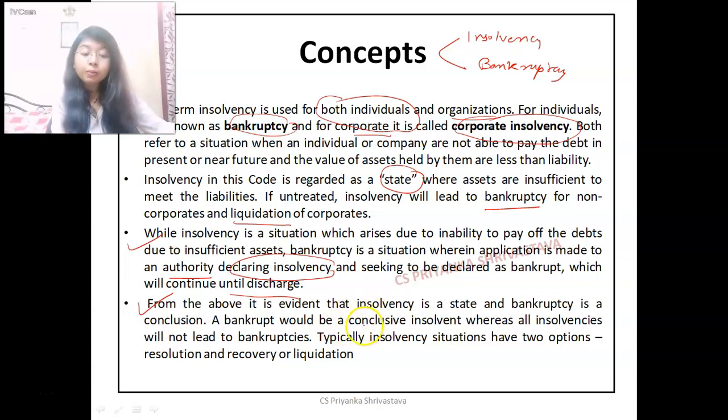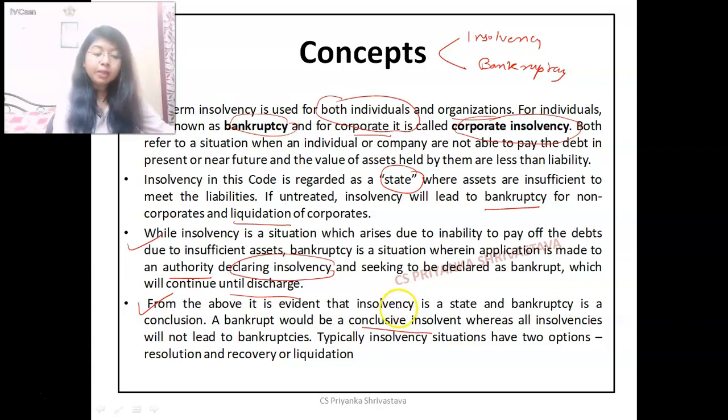And a bankrupt could be a conclusive insolvent, where all insolvencies will not lead to bankruptcy. So basically, conclusive insolvent is where, if the insolvency gets rectified, then there is no situation that will come for bankruptcy. But whenever a company or a person becomes bankrupt, then there is 100% a situation that the person has become insolvent. So all insolvencies are not bankruptcy, but all bankruptcies are insolvency.